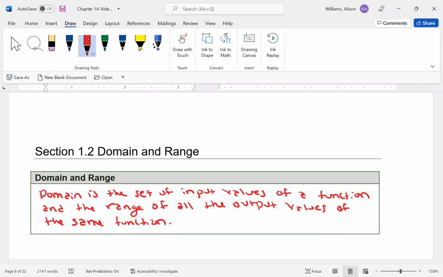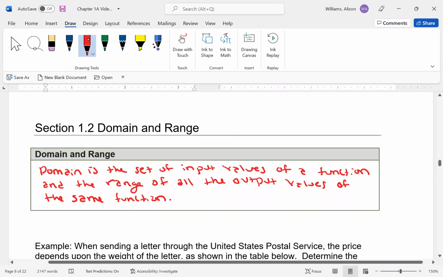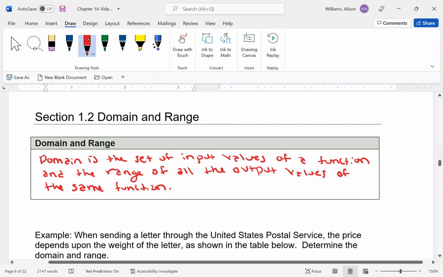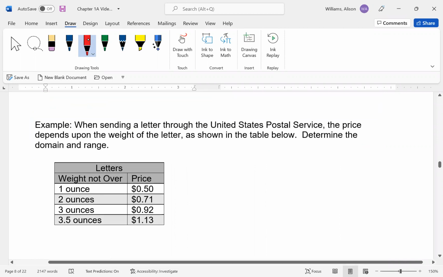Now there are some concepts that get pretty complicated in math with domain and range, but we're going to discuss the general concepts for domain and range, input, output. So let's see: when sending a letter through the United States Postal Service, the price depends upon the weight of the letter as shown below. Determine the domain and range.